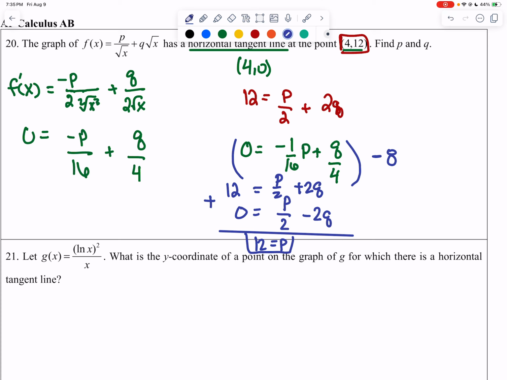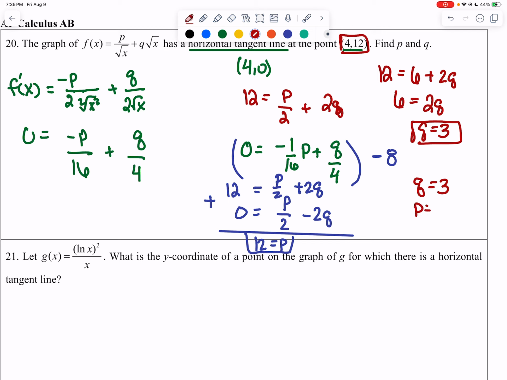Once I get that, I'm just going to plug 12 into one of the equations. It doesn't really matter at this point. I'm going to plug it into the top one. So I have 12 is equal to 6 plus 2q, since 12 divided by 2 is 6. I'm going to subtract 6, so 6 is equal to 2q, and q is equal to 3, which means that q is 3 and p is 12, such that I have a horizontal tangent line at (4, 12).